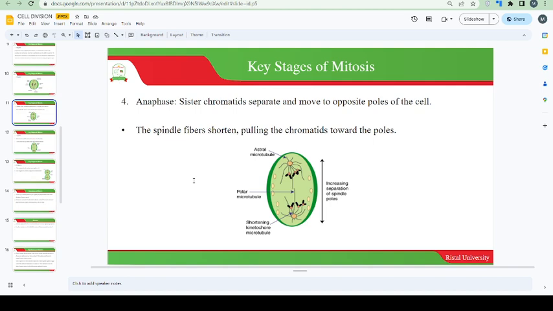As you can see in the image below, there is increasing separation of the spindle poles. You can see the aster microtubule on the other side of the cell. Then you can see in the middle, you have the polar microtubule. Then below, down, you have the shortening kinetochore microtubule.